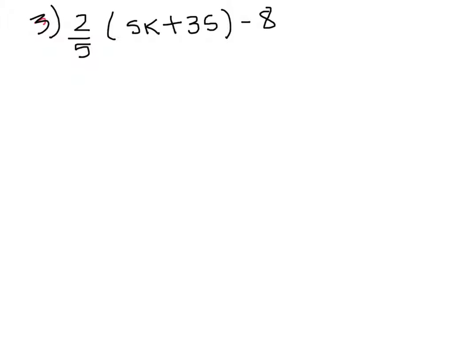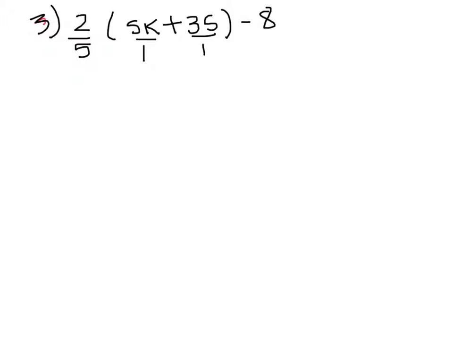Problem number 3 says 2/5 parentheses 5k plus 35, and then a minus 8 outside the parentheses. So in order to multiply these two, I have to put a 1 underneath. So we put a 1 and a 1 underneath.